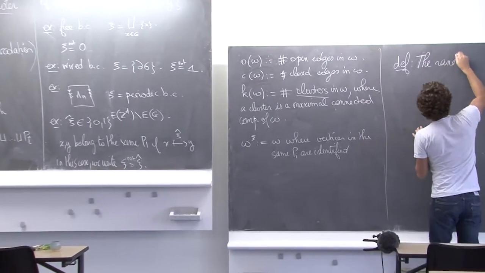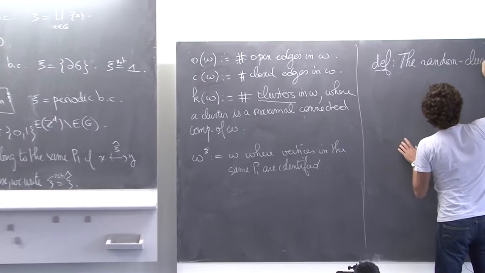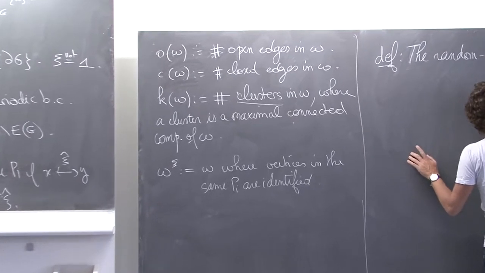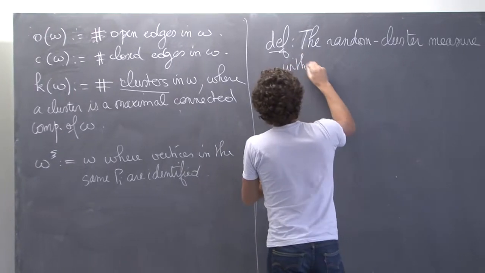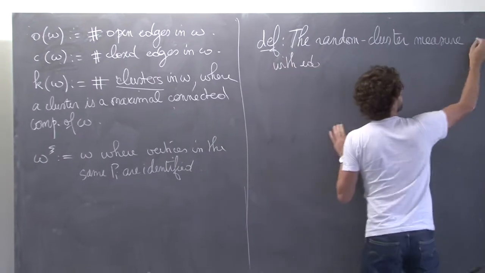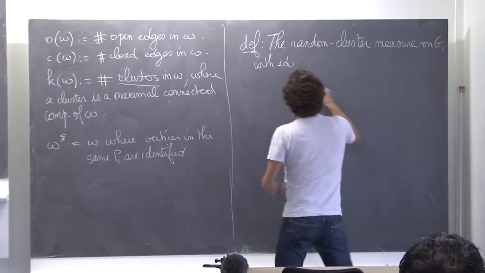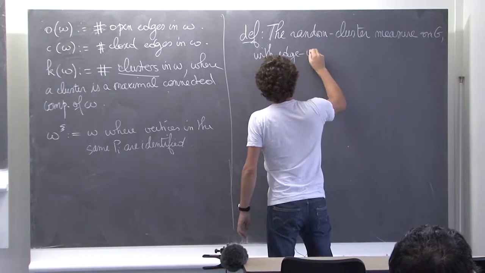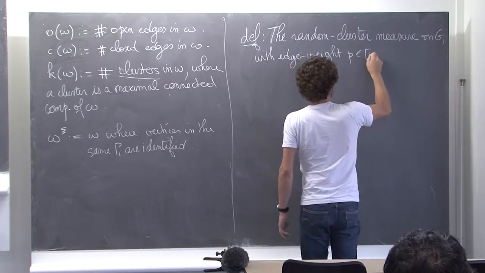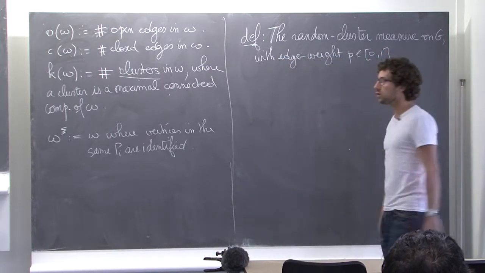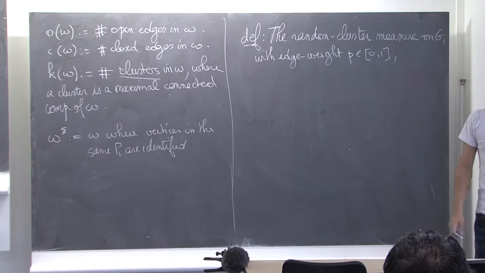The random cluster measure with, on G, with edge weight p in [0, 1]. So far so good, it looks very much like percolation.